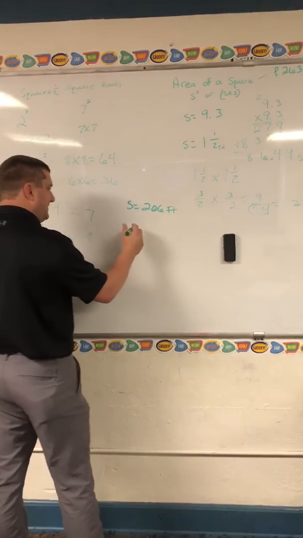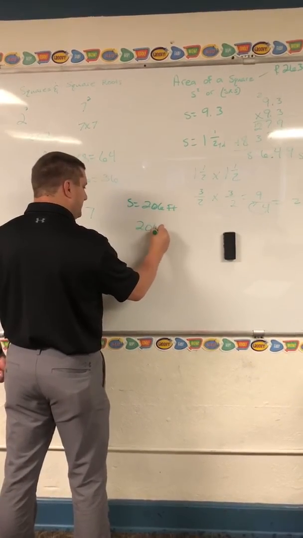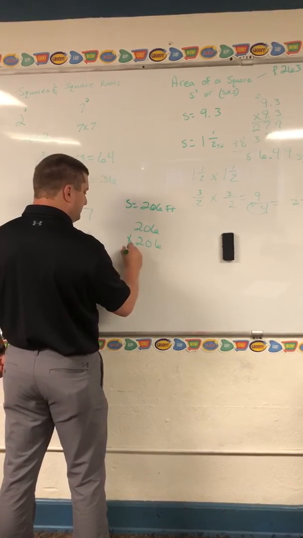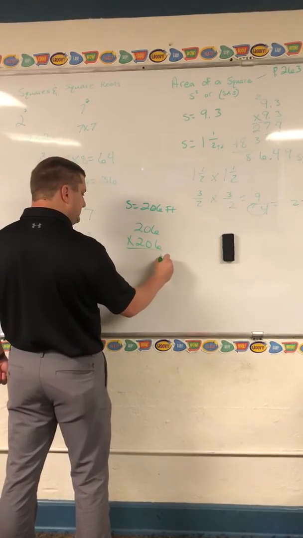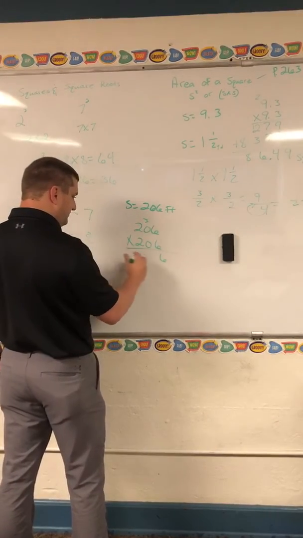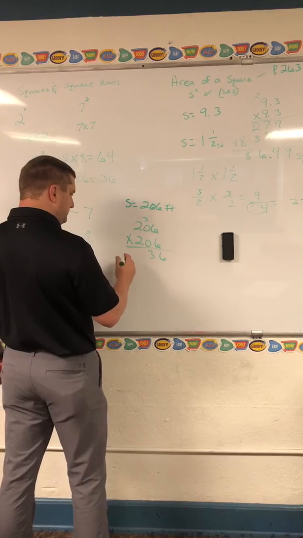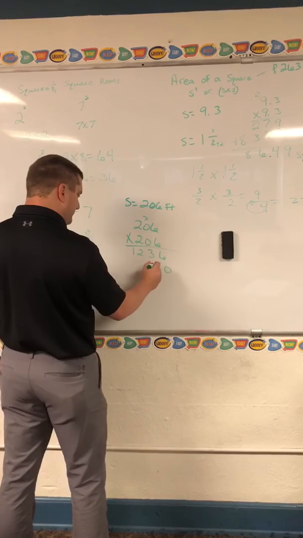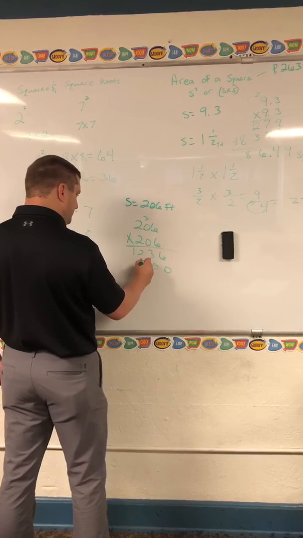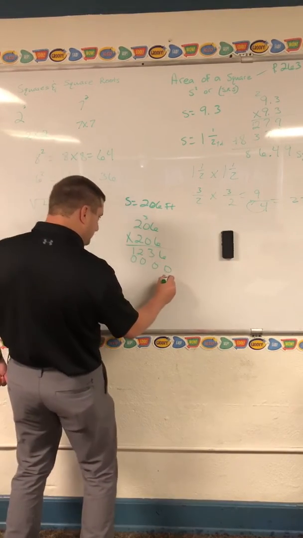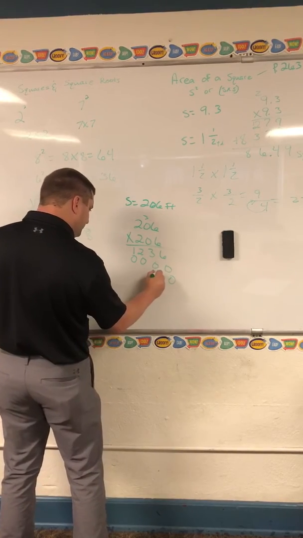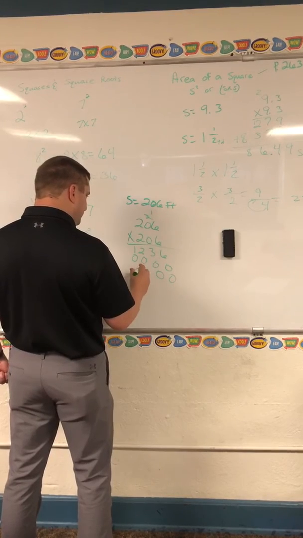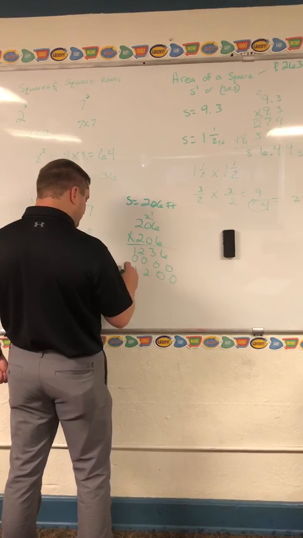And if you remember right, to find the area of a square, you just multiply the number by itself, 206 times 206. 6 times 6 is 36. 6 times 0 plus 3 is 3. 6 times 2 is 12. Drop a 0. 0 times 6 is 0. 0 times 0 is 0. 0 times 2 is 0. Then on the last one, you drop 2 zeros. You say 2 times 6 is 12. 2 times 0 plus 1 is 1. And 2 times 2 is 4.